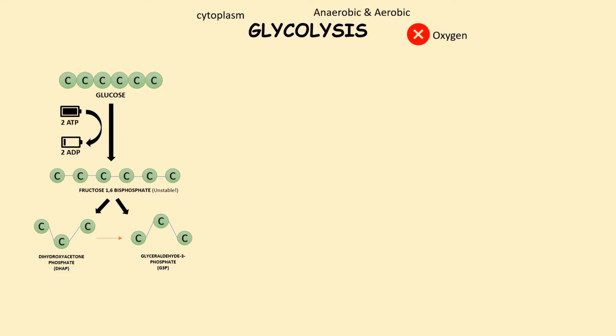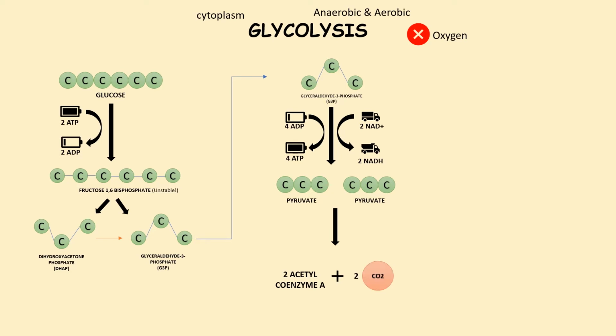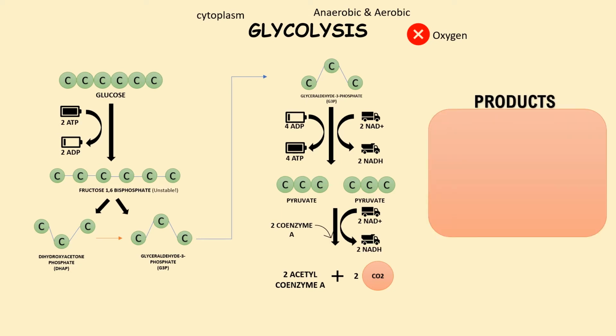Eventually, all DHAP will be converted into G3P. After that, G3P will be converted into pyruvate. This process will produce 4 ATP and also 2 NADH. Pyruvate will then be modified into 2 acetyl coenzyme A and also 2 molecules of carbon dioxide using 2 coenzyme A. This process will generate 2 NADH.